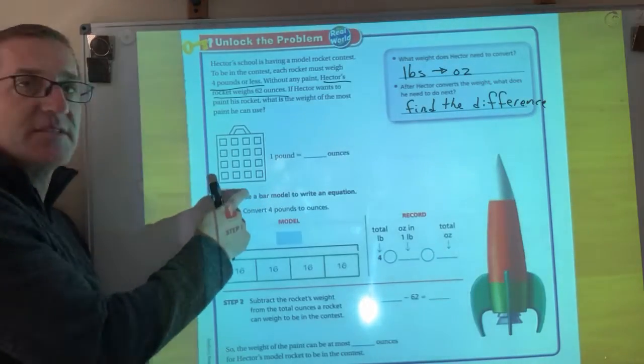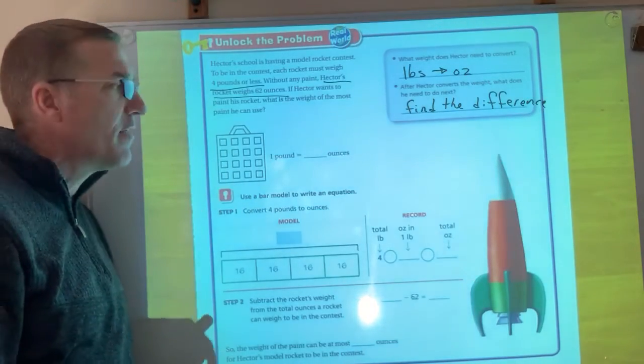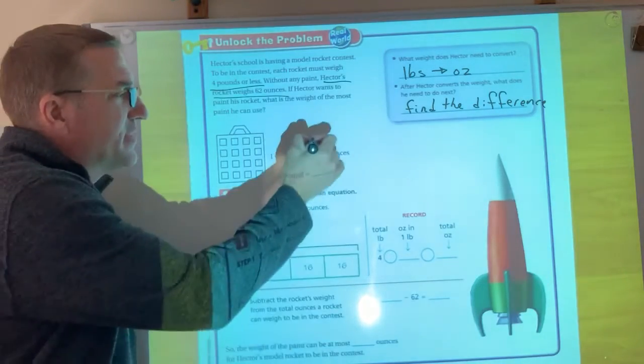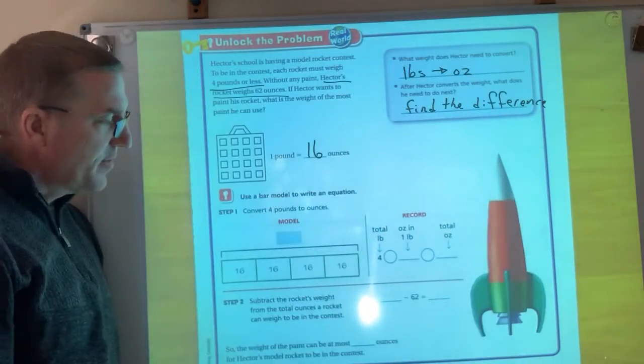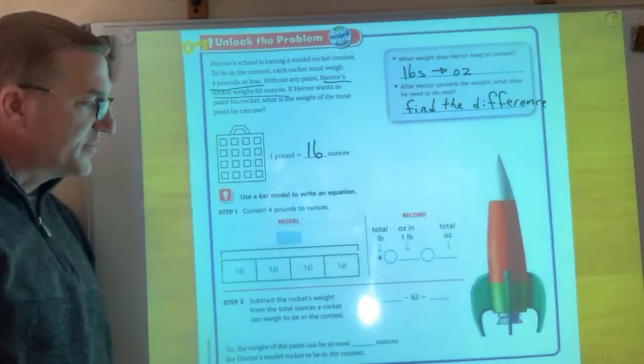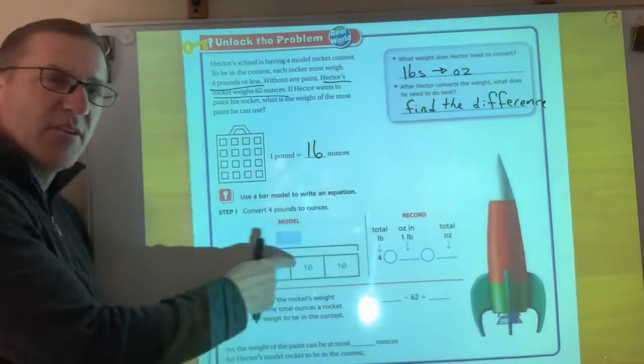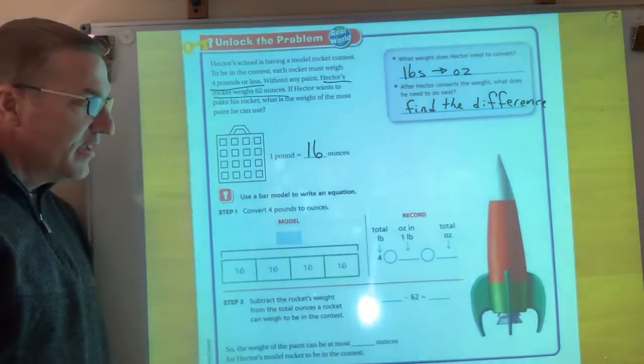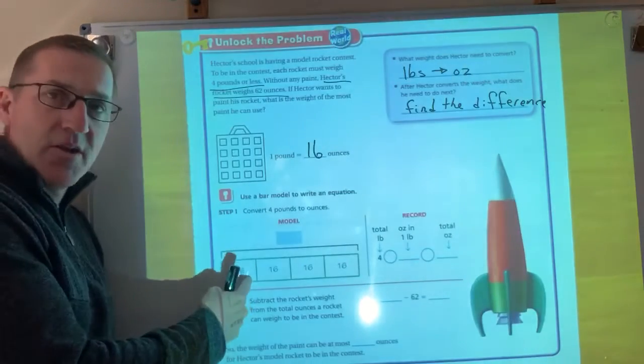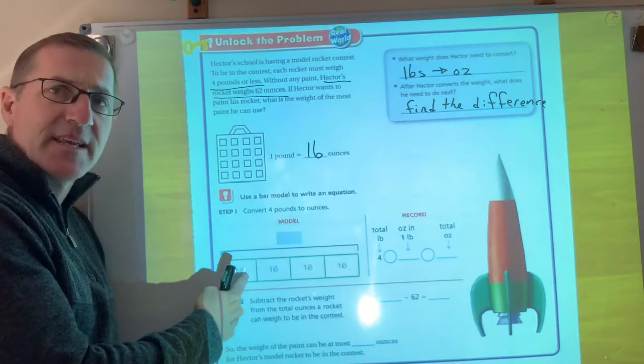All right. So 1 pound, you can count them up if you want, but this is a 4 by 4, 4, 8, 12, 16, or you can count by ones, or whatever you want to do if you want to verify what I'm saying is true, but that's going to be 16. Okay. You can convert 4 pounds to ounces. This model, again, for me, it's a little bit tough because I have to know how to add 16s, right?